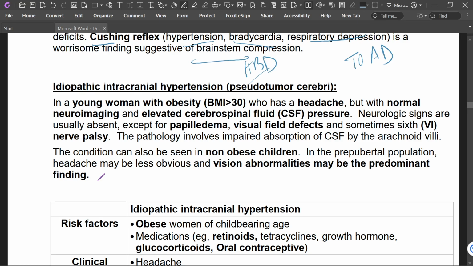The pathophysiology involves impaired absorption of CSF by the arachnoid villi. The condition could also be seen in non-obese children in the prepubertal population. Headache may be less obvious and vision abnormality may be prominent in the findings.